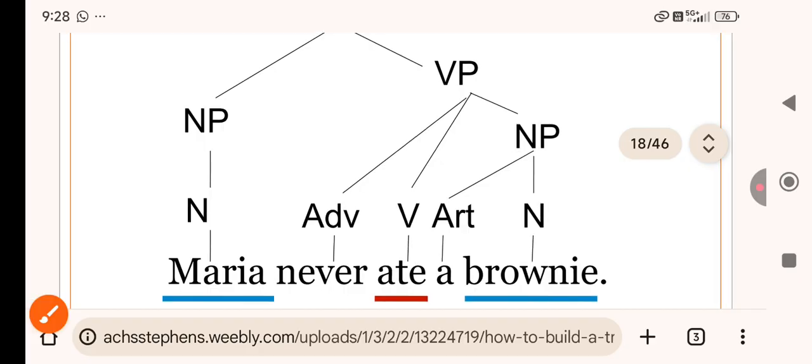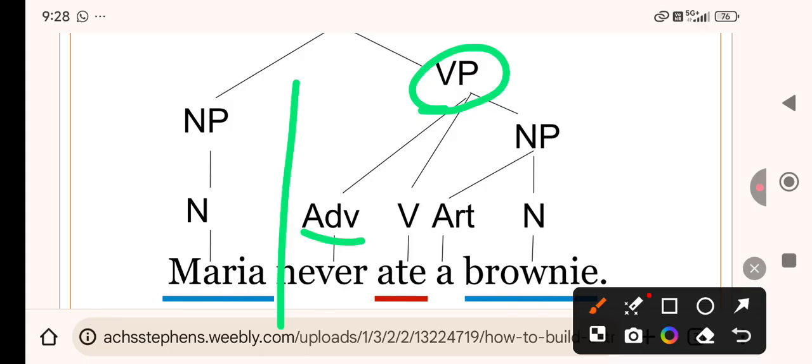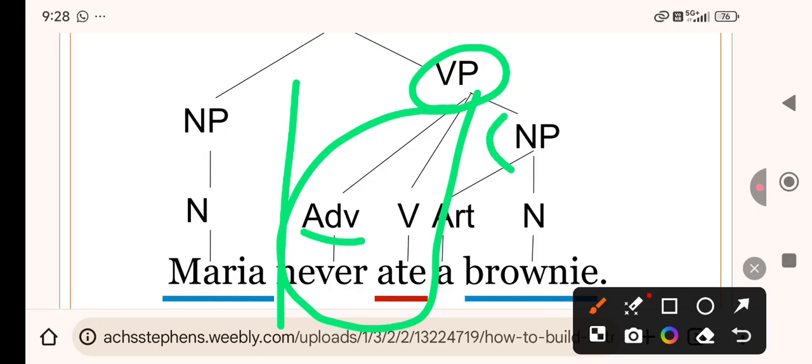So Maria, that's a noun phrase. Okay. Never is an adverb, right? So in the verb phrase, never ate. So that will be dropped, right? Never ate. The noun phrase is a brownie.